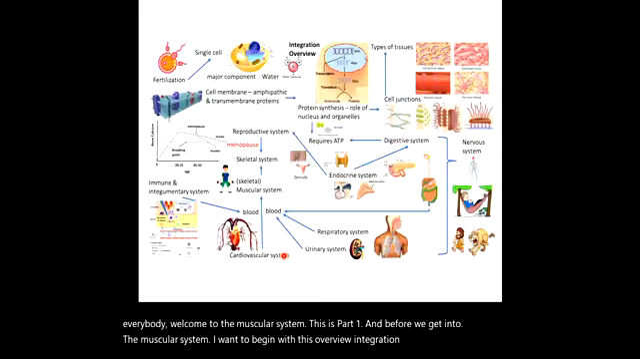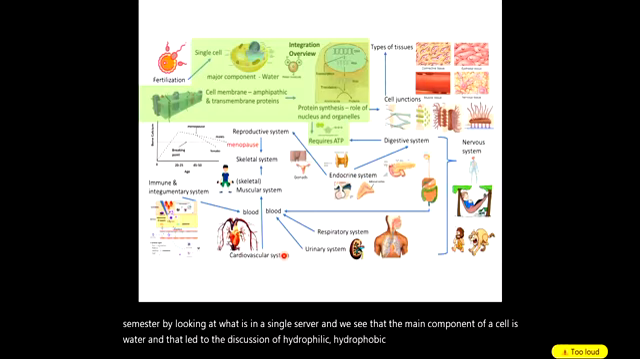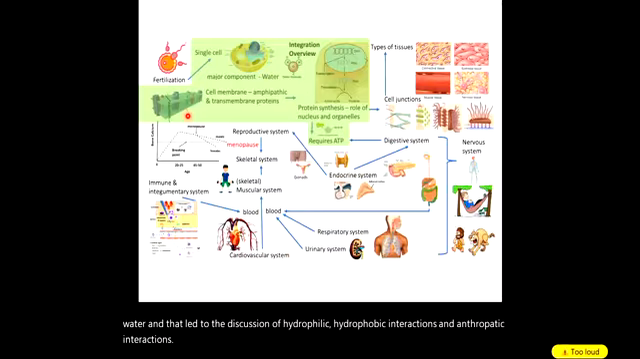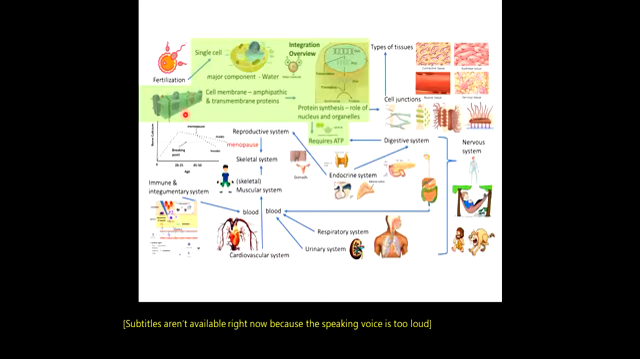All right, so we started the semester by looking at what is in a single cell, right? And we see that the main component of a cell is water, and that led to the discussion of hydrophilic and hydrophobic interactions and amphipathic interactions. And so then we looked at the cell membrane, and we see that the cell membrane is made up of amphipathic molecules, namely the phospholipids.